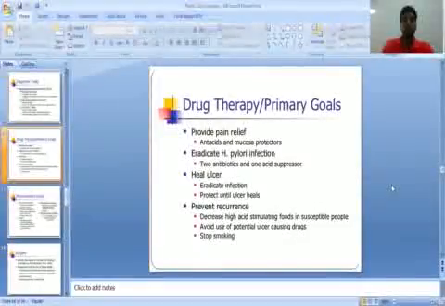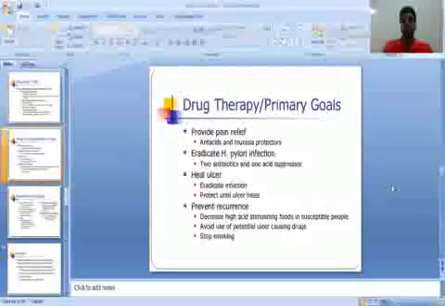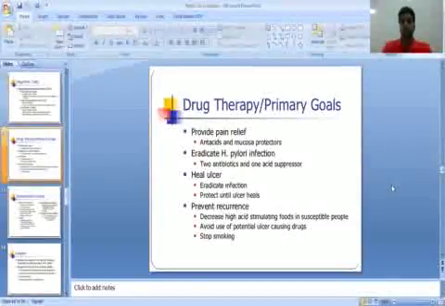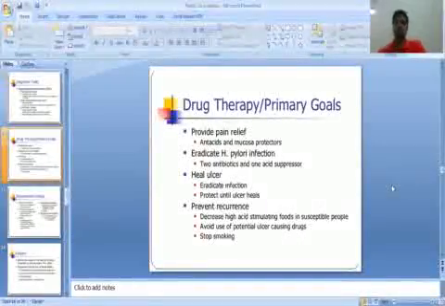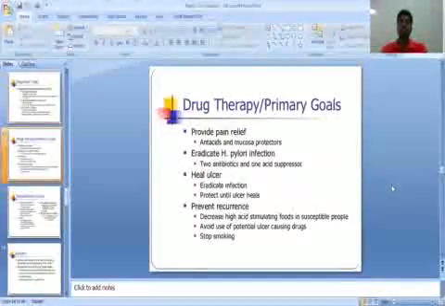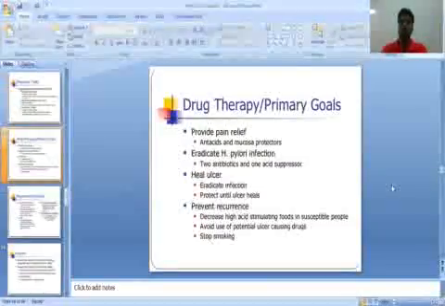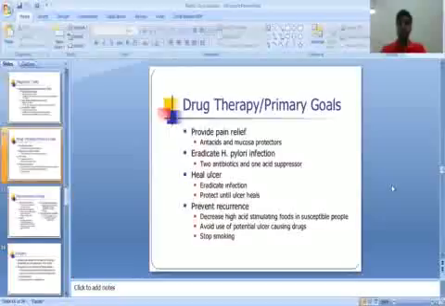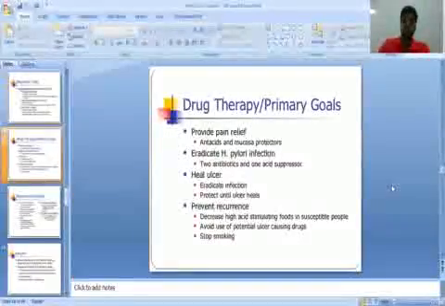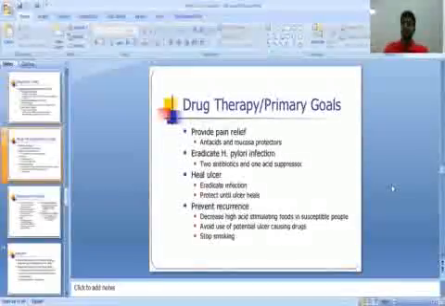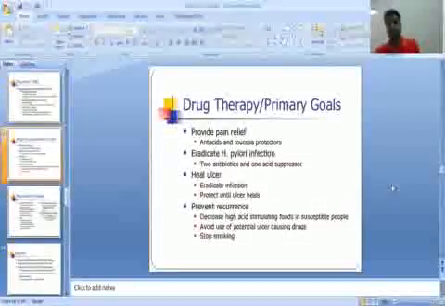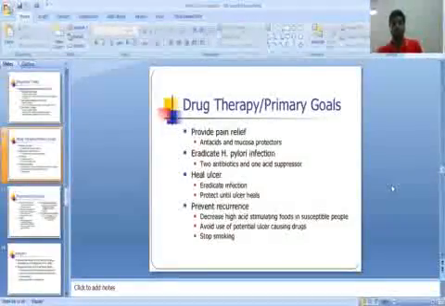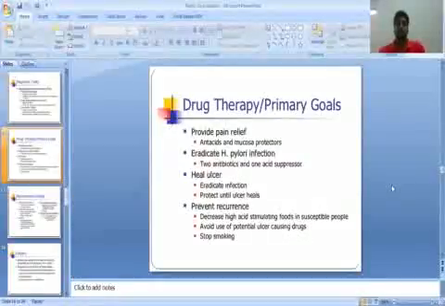Now we will discuss the drug therapy or medication therapy for peptic ulcer. Let's provide pain relief medicines, antacids and mucosa protectors. Second, eradicate the Helicobacter pylori infection, with 2 antibiotics and 1 acid suppressor. Next, heal the ulcer: eradicate infection and protect until the ulcer heals. Prevent recurrence: decrease high acid stimulating food in susceptible people, avoid use of potential ulcer causing drugs, and stop smoking.